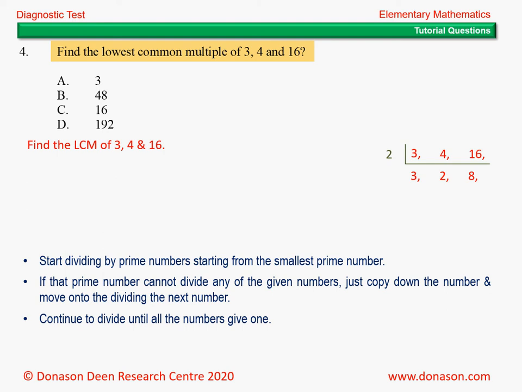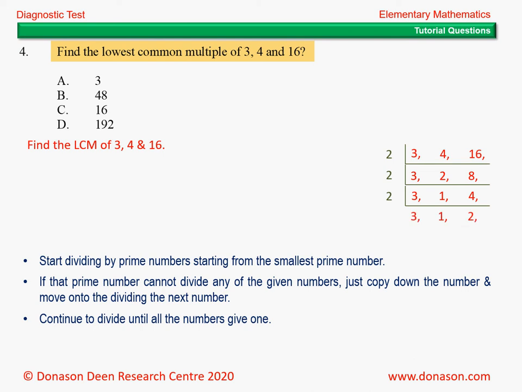Then you can see the 2 and the 8 can still be divided by 2, so I'm going to continue to divide by 2. The 3, once again, cannot be divided, so I'm just going to copy it down. However, 2 can be divided by 2 to give me a 1, so I will write a 1 there, and 8 can be divided by 2 to give me a 4, which I write down. And you still have the 4, which is still divisible by 2, so I'm going to continue to divide by 2 until that also gives me a 1.